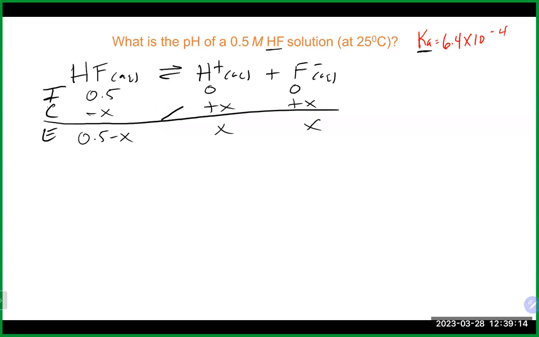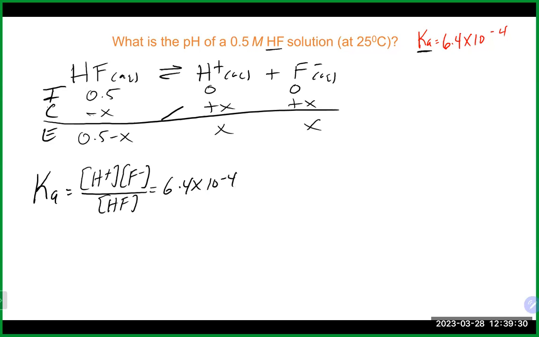Okay, like normal, we're going to then use our Ka expression, which in this case would be our products, HF times F minus, divided by HF. That would equal 6.4 times 10 to the minus 4. Putting our values in there, x squared divided by 0.5 minus x equals 6.4 times 10 to the minus 4.